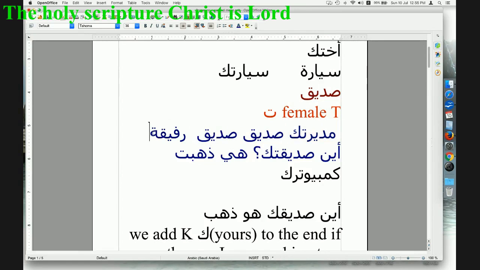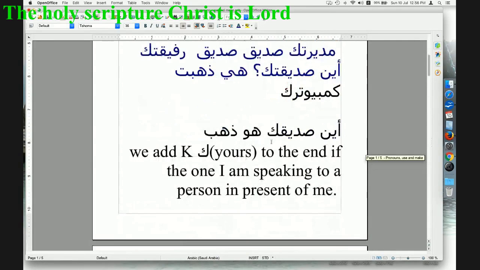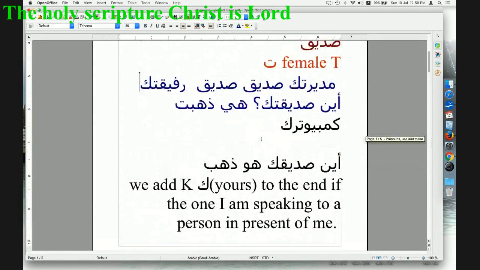And here maybe the text was not connecting because the ta already exists. So I have to try again. Here we go. Now it's working. It was taking the ta twice. So Rafiqatuk. All right. Rafiqa became Rafiqatuk, your friend. Sadiqa became Sadiqatuk. In the case of male, صديق, we add ka, صديقك. So simply we are just adding ka in both cases.